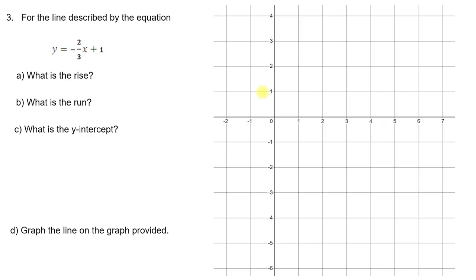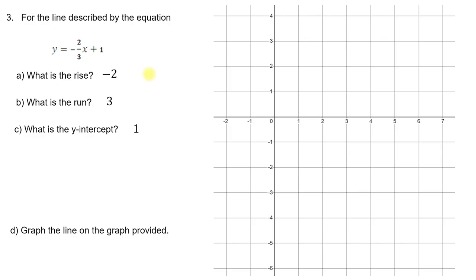For the line described by the equation y equals -2/3 x plus 1, we have a bunch of questions. First of all, we're asked, what is the rise? Then we're asked, what is the run? Basically, what we're being asked is, what is the slope? Because the slope is the rise over the run. Well, if you look up here, you can see that the rise is -2 and the run is 3. So we can just write in those values. This b value right here tells us that the y-intercept is 1.